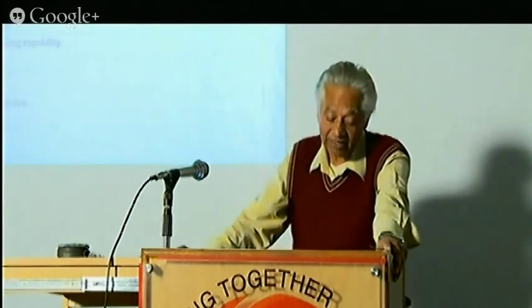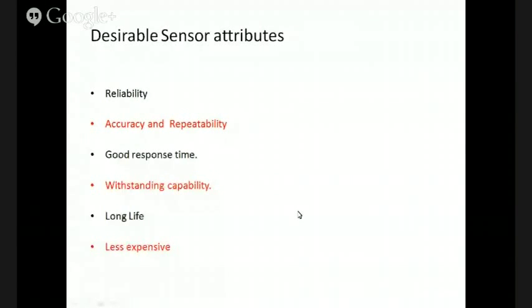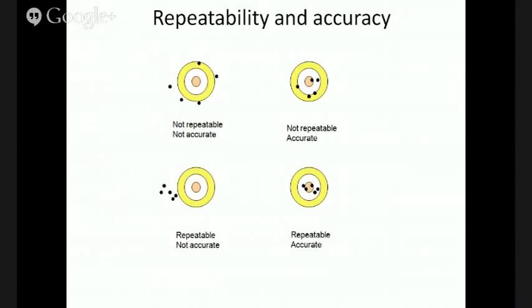Now, desirable sensor attributes. What are the attributes of a sensor which are desirable? One is reliability, then accuracy and repeatability. Accuracy is different, repeatability is different. I hope you understand the difference between accuracy and preciseness. Then good response time, withstanding capability, long life, and low electricity consumption. These are the desired attributes of a sensor. And this is an example of repeatability. It has been illustrated, repeatability and accuracy. I hope you understand the difference between the two.